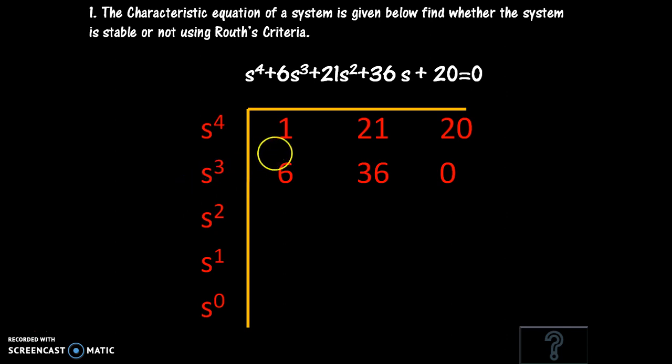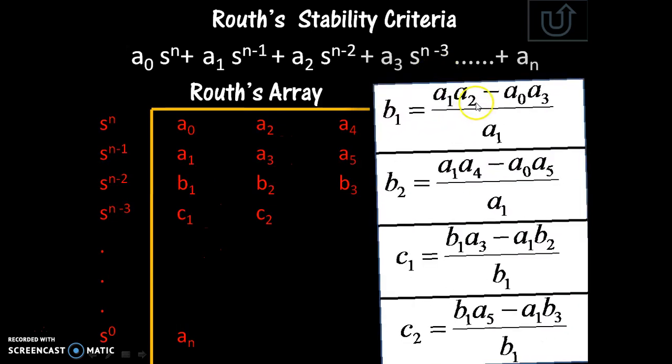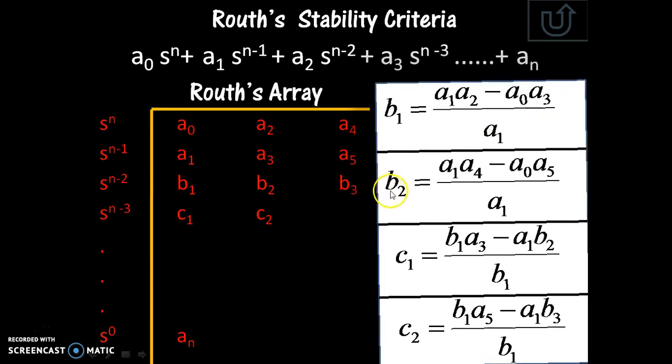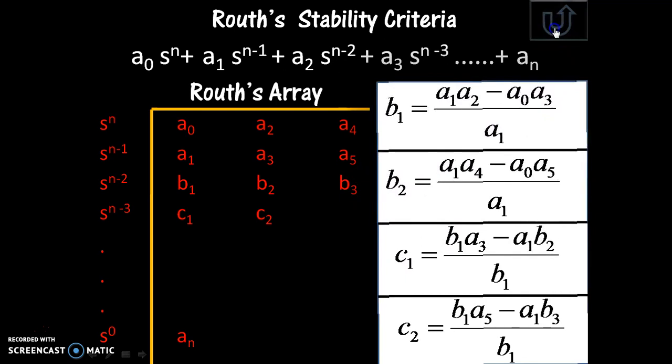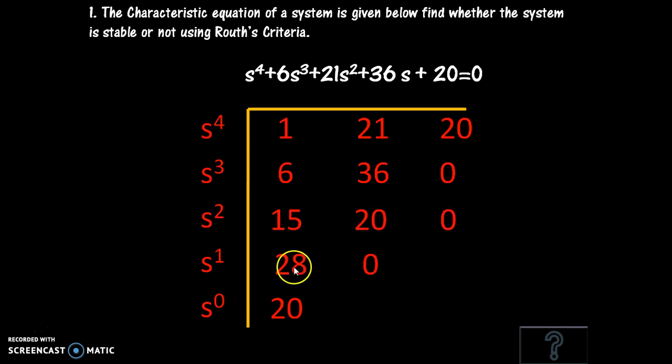Now how to fill the s to the power 2 row? So we know the formula is already available with us. So according to the formula, b1 is equal to a1 into a2 minus a0 into a3 by a1. So we can easily fill the s to the power 2 row. So this becomes 15, 20, then 0, then 28, 0, and finally we are having 20. So finally we got the Routh's array.